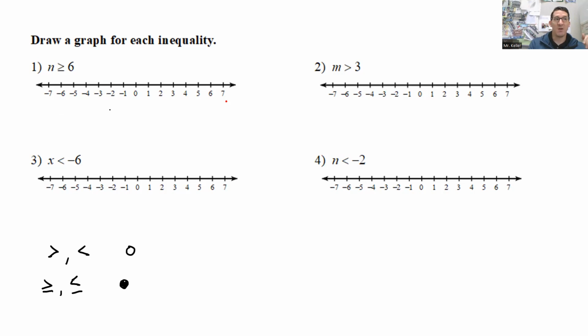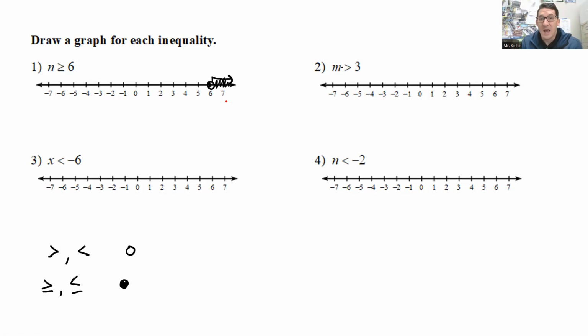So we need to shade all the values that n could be. So it's all values that are bigger than 6. And because a line is included there, it means n could also be 6. So I'm going to put my closed circle. If the board lets me fill it in, great. And then sometimes I just do an arrow like that. Some people like to fill it in. I don't care, whatever. Just make sure you're showing it.